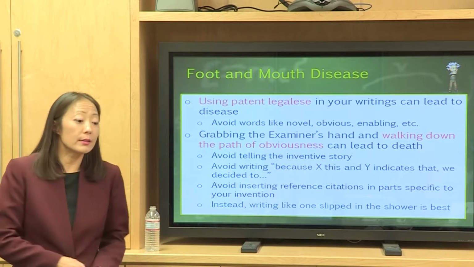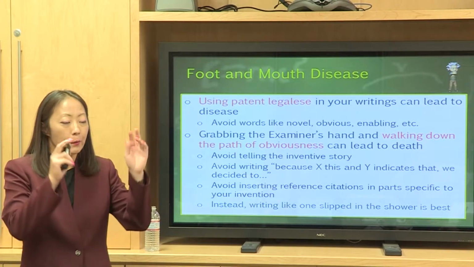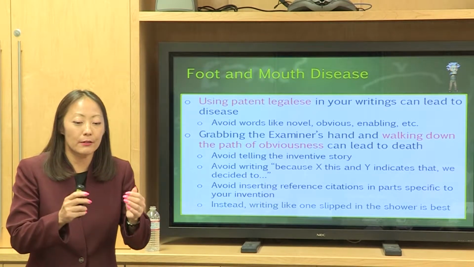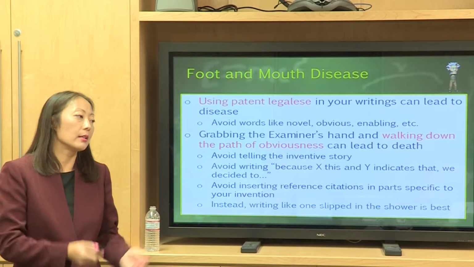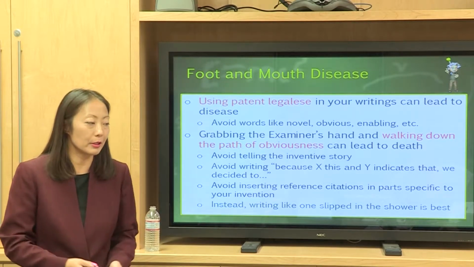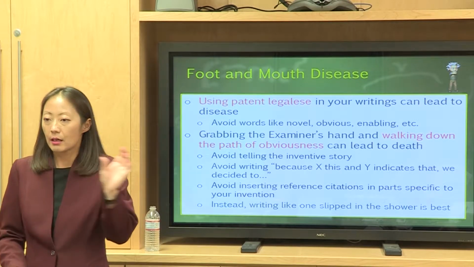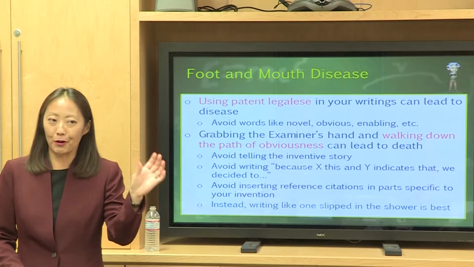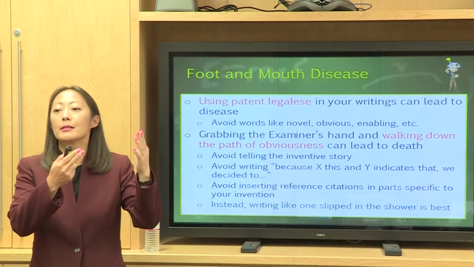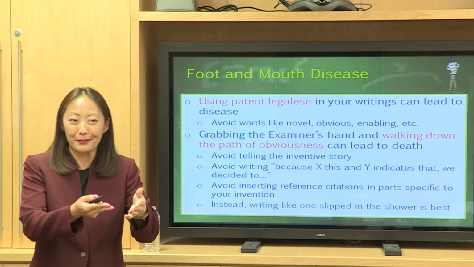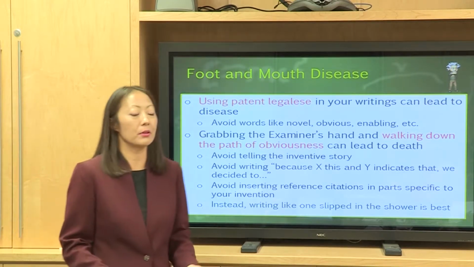Avoid inserting references or reference citations in parts of the disclosure that relate specifically to your invention. Often, a good scientist has to provide credit where credit's due. But often I find that those citations are slightly inserted in the wrong place, such that it looks like you're almost saying that they suggested this part of our invention, and that can be bad. Don't do it. Think about where you're putting those references.